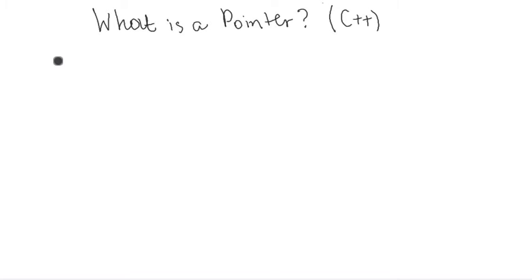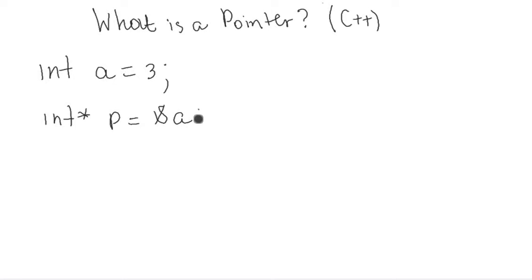Okay, so what is a pointer? Pointer basically means the address of the variable. For example, we might have some integer a, which is equal to 3, let's say. And we will also have a pointer p, which stores the address of a.